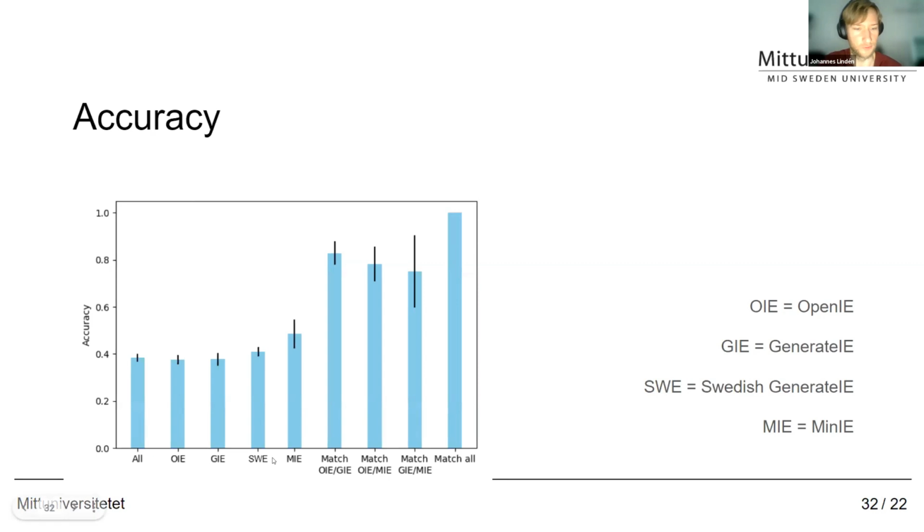So if we want to use the algorithm, it also depends quite a lot on the purpose. If you want to extract as many triples as possible, then you would probably consider using all three of them on the left side, while if you want to have an accurate model, but not too restrictive, then matching both OpenIE and GenerateIE yields a higher accuracy than, for example, GenerateIE and MinIE, but with no real significance.